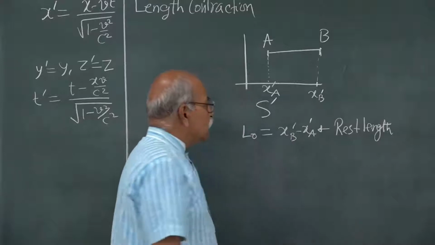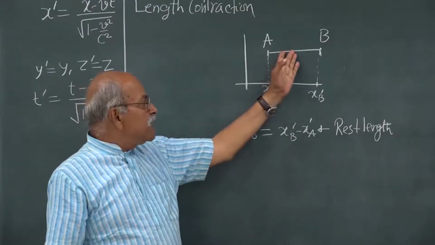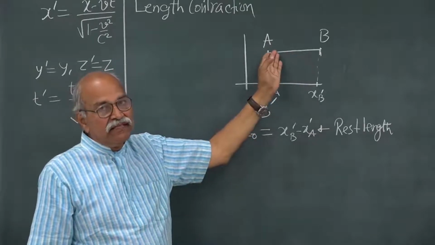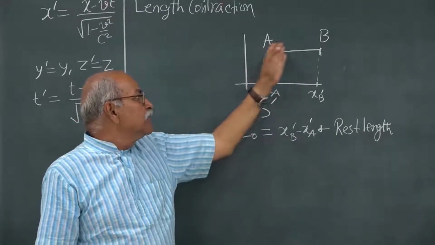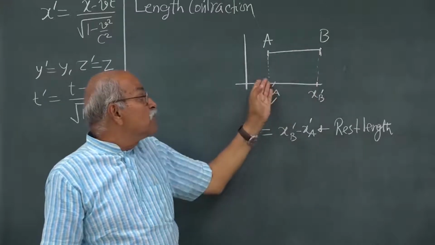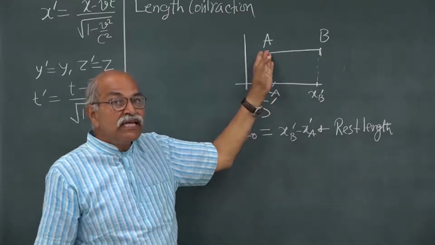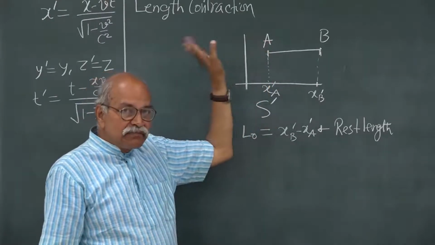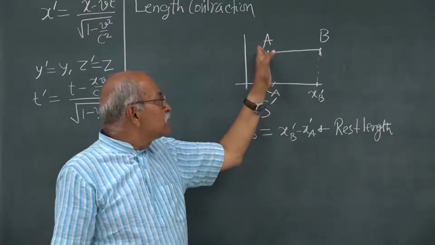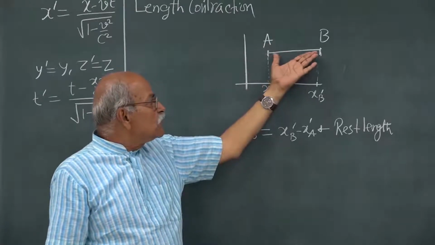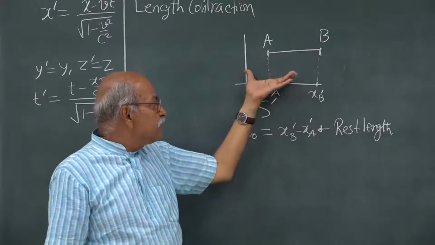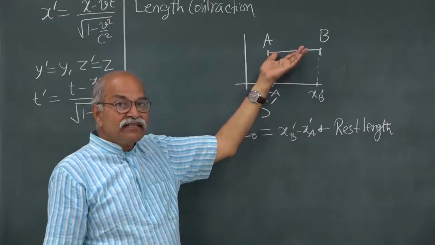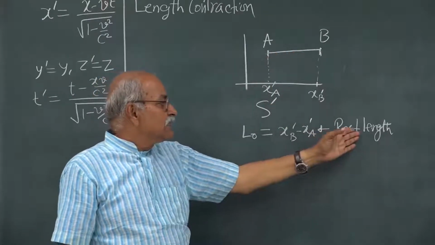Why? Because it is measured from a frame in which this length does not move. A remains at the same position, B remains at the same position, same coordinates. When I say same position, it means same coordinates, x A prime and some y prime, z prime, you can take. So, since this length is not moving within this frame, and the measurements are being done from this frame only in which it is at rest, therefore, it is called rest length.